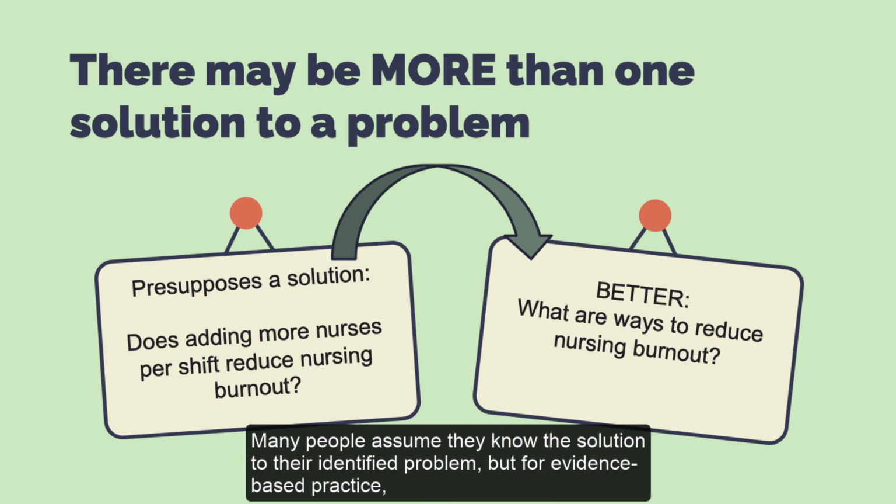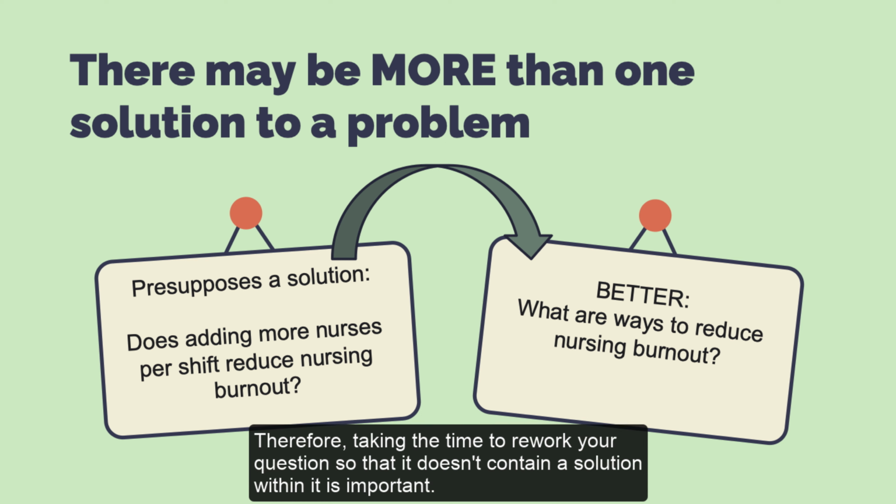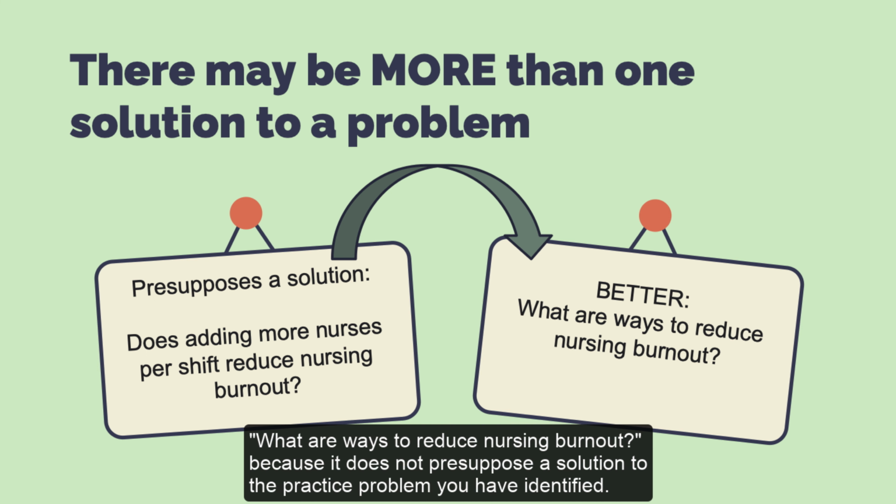Many people assume that they know the solution to their identified problem. But for evidence-based practice, it is important to realize that there may be more than one solution to a problem. Therefore, taking the time to rework your question so that it doesn't contain a solution within it is important. For example, in the question, does adding more nurses per shift reduce nursing burnout? It might be better stated, what are ways to reduce nursing burnout? Because it does not presuppose a solution to the practice problem you have identified.